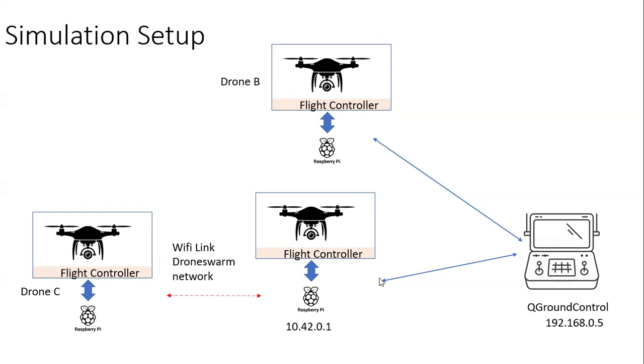So I will try to send waypoints to drone C from the ground station and also from the cluster head. Our main idea is, in fact, to get the cluster head to send waypoints to drone C. So we'll go to the network and see how this works.